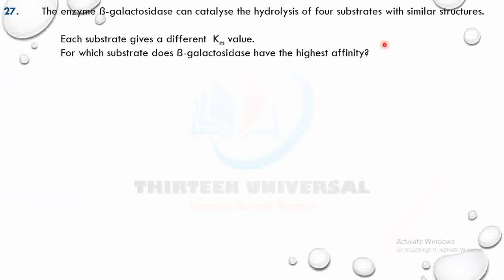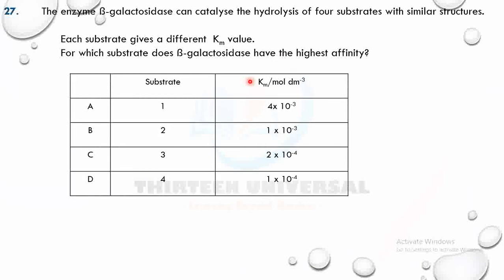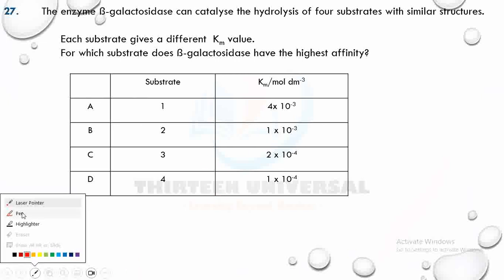So look at that. Each substrate gives a different Km value. For which substrate does B-galactosidase have the highest affinity? Okay, so remember, which one gives the highest affinity? Pause the video and try to solve the question.